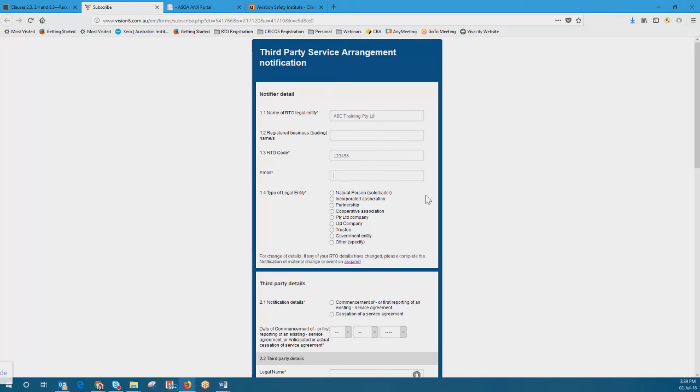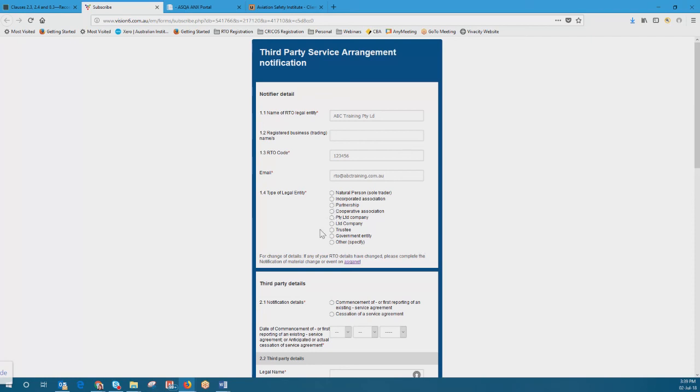You should put the email address. I would use a generic email address that you would have for your RTO that you would use for notifications to ASQA. We have a generic email address that we use, which is also an email distribution list where we notify ASQA of any changes, but it's also what we use for distribution lists. This is an example of an email address that you could use, RTO at whatever your RTO name is. You then put in here the type of legal entity that you are.